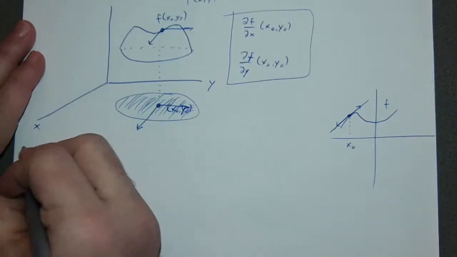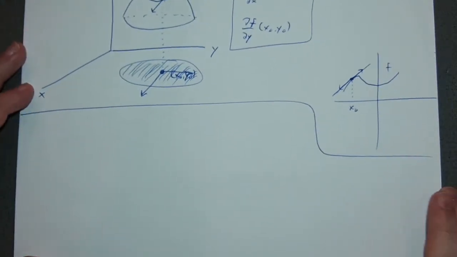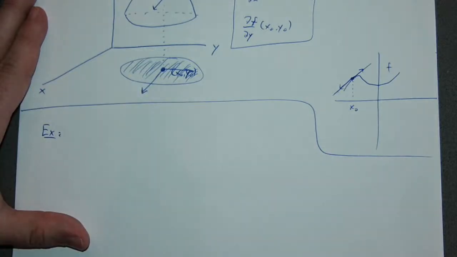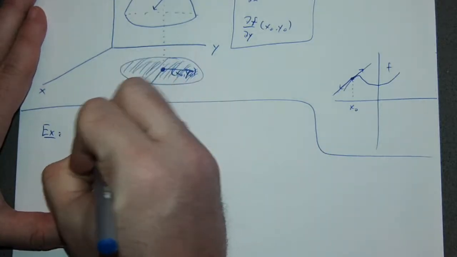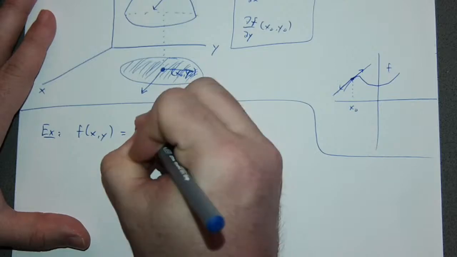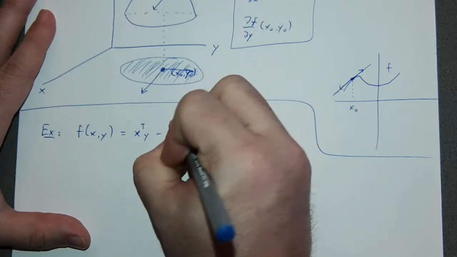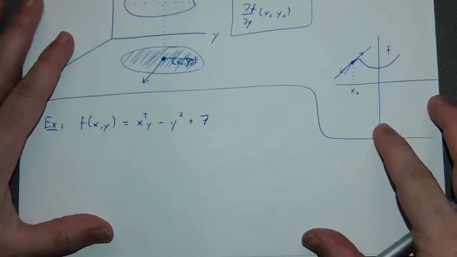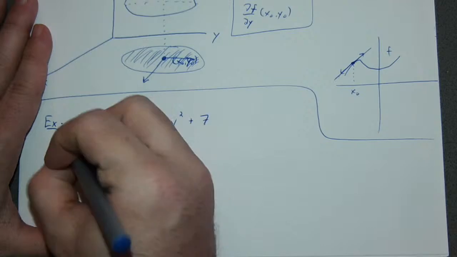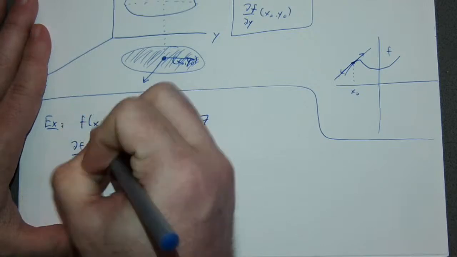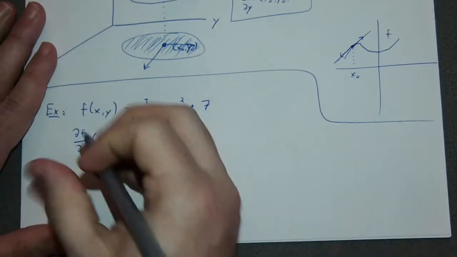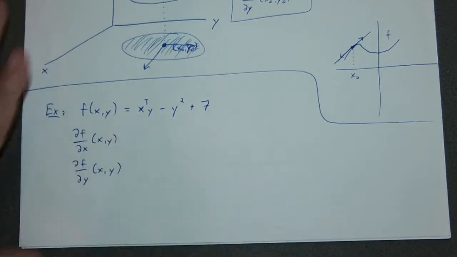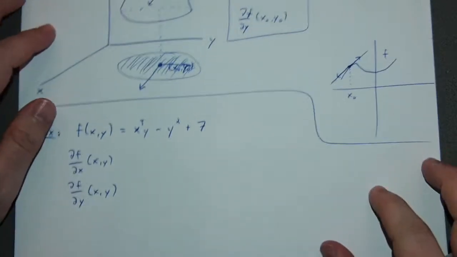All right, but let's actually see some examples of how this is done, and then you'll quickly get the hang of it. Let's say f of x y is the function x cubed y minus y squared plus 7. I want to compute the x partial of f at a generic point x y, and the y partial of f at some generic point x y.